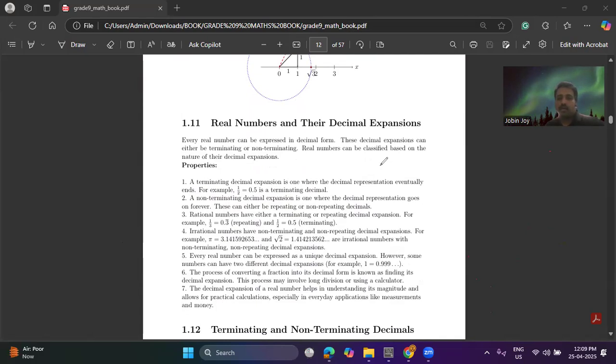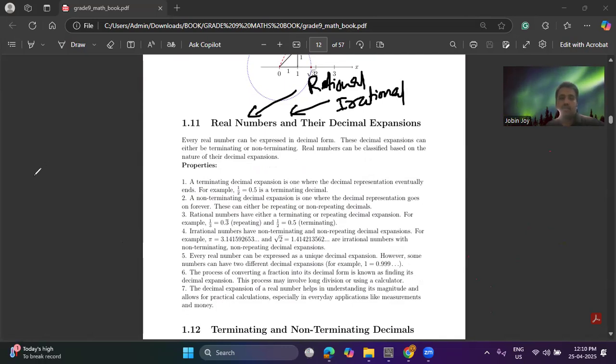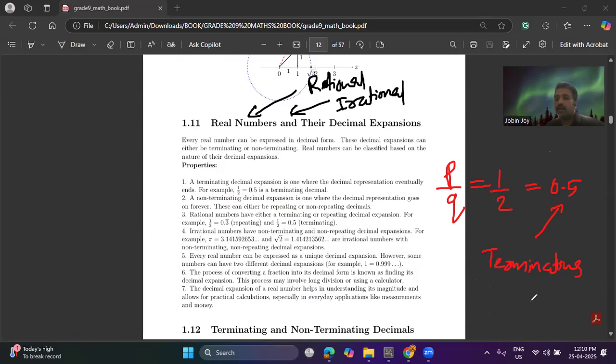So as I already mentioned, real numbers are rational and irrational. So rational means any number in the form of p by q, right? For example, 1 by 2. When you divide 1 by 2, what is the answer? 0.5 is the answer. So this is what is called a terminating decimal. That means after 5, there is nothing repeating, right? So 0.5 is the final answer. There is nothing repeating. So this is what is called a terminating decimal.